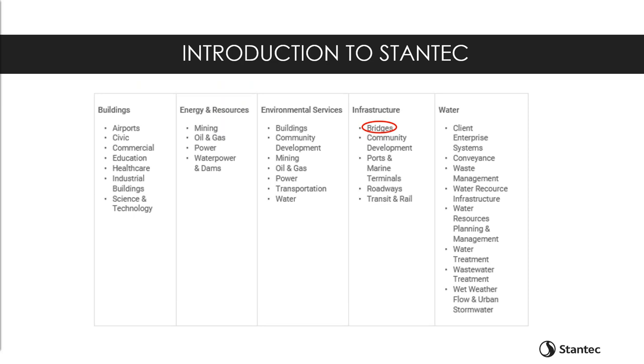So introduction to StantecSteel. StantecSteel is an international professional services firm in engineering and design and consulting with its headquarters based in Edmonton, Canada. Its presence around the globe and in recent past has successfully won and completed many alternate delivery projects in Texas. It has over 20,000 employees with a total revenue of around $3 billion. StantecSteel specializes in various sectors, as you can see here. And we are a part of Bridge Group under infrastructure sector based in Dallas. StantecSteel has a strong presence in North America and has worked on various multi-billion dollar projects as lead design engineer around the globe.